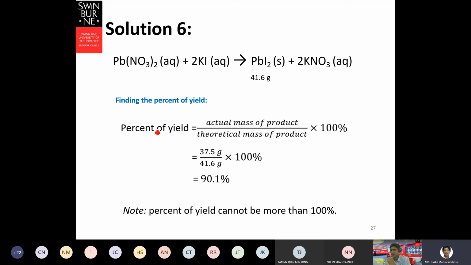Percent yield is the actual mass divided by the theoretical mass of product, times 100%. Only 37.5 grams has been produced, which is given in the problem, and 41.6 is what we found from the calculation. Altogether it is 90.1%. So the percent yield for this reaction is 90.1%.